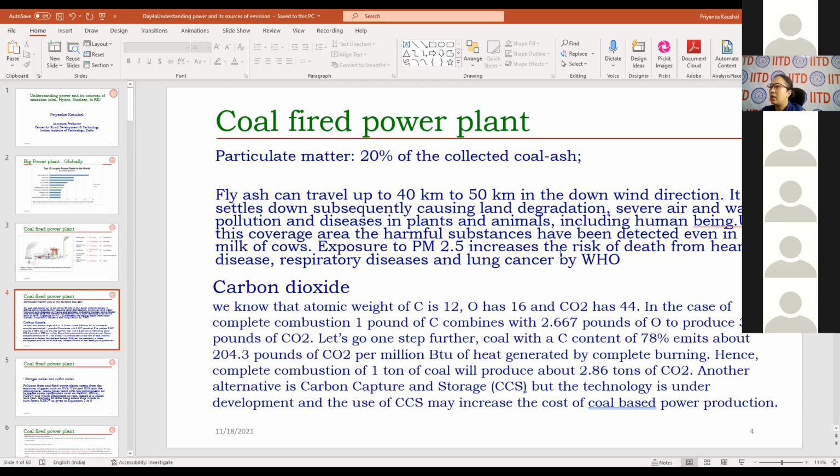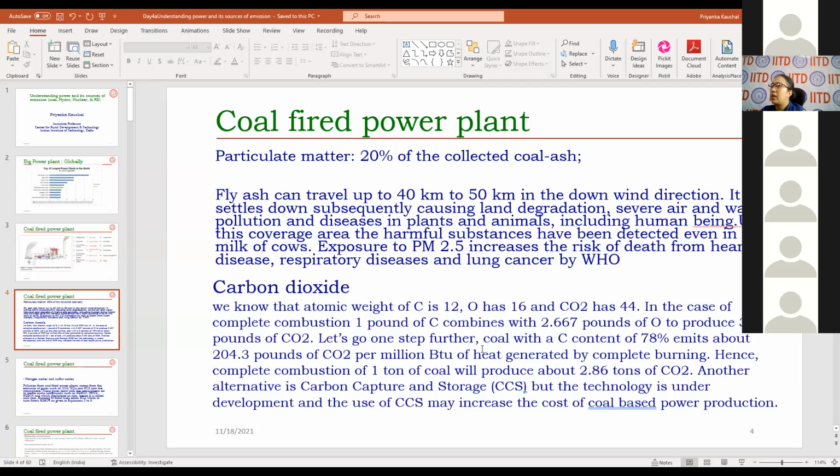The next one is carbon dioxide, and we understand that with very simple mathematics here: the atomic weight of carbon is 12, and oxygen, as we understand, is 16. And when carbon and oxygen, that's what coal does, is combusted, it produces CO2. So ideally 12 grams of carbon combines with 16 grams of oxygen to produce 44 grams of CO2. If there is a complete combustion, this should have happened, right? And then it is given in terms of pound, as you can see here.